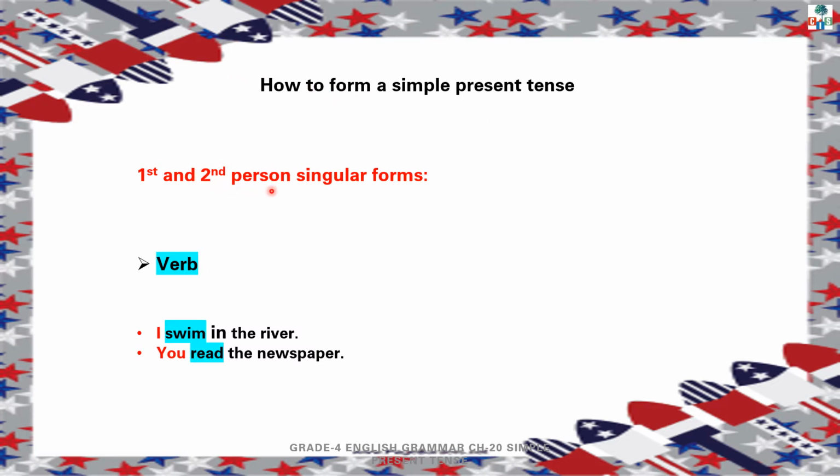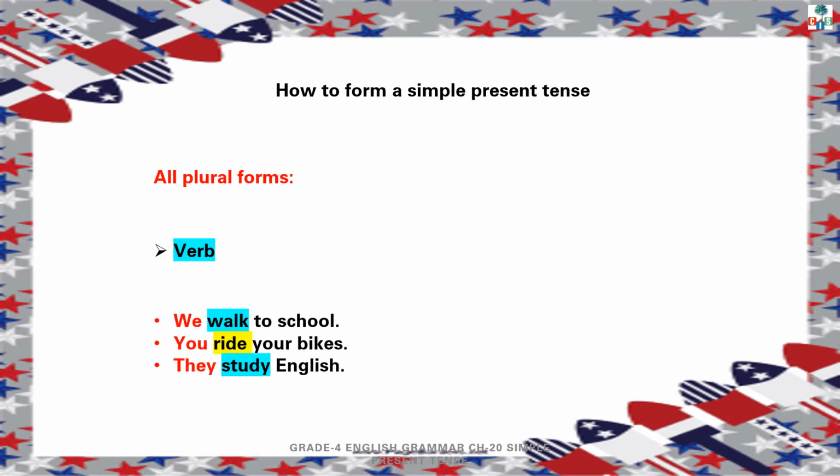For first and second person singular forms, we simply use the base form of the verb. For example, I swim in the river, you read the newspaper. For all plural forms, we do the same. We use the base form of the verb. For example, we walk to school. You ride your bikes. They study English.